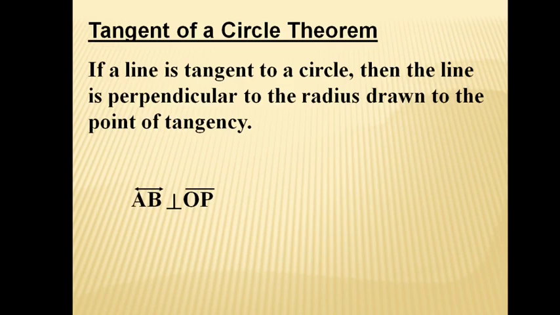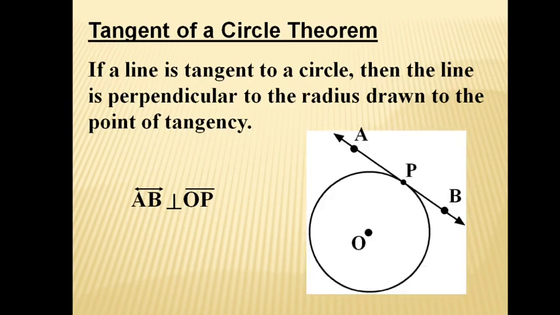If a line is a tangent to a circle, then the line is perpendicular to the radius drawn to the point of tangency. Point of tangency means point of contact. Point of contact is basically a common point between circle and tangent.